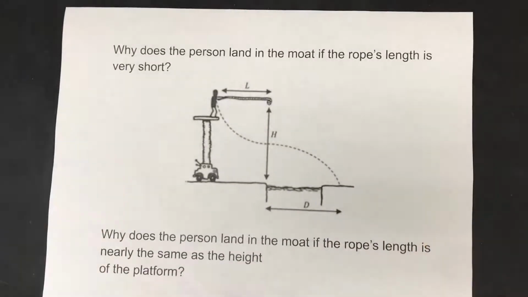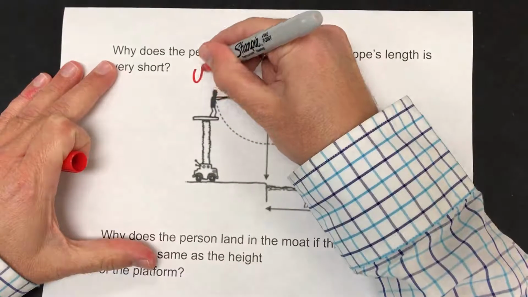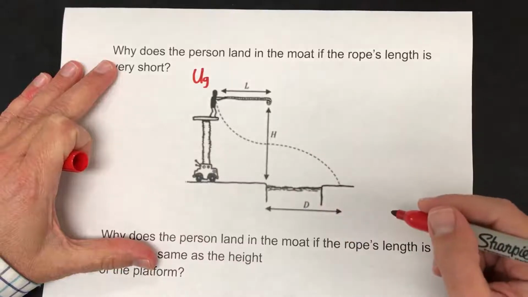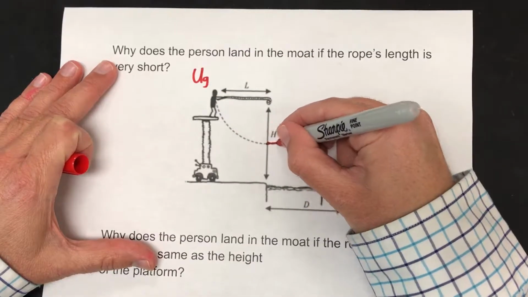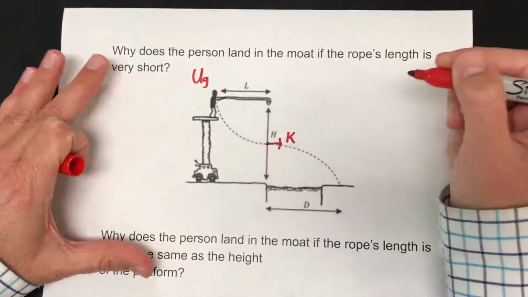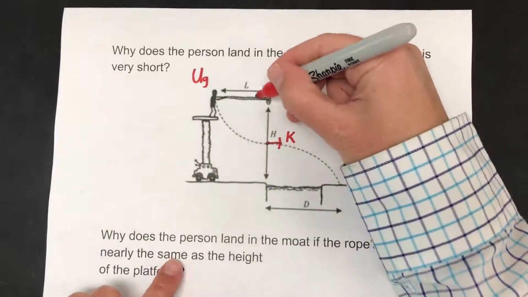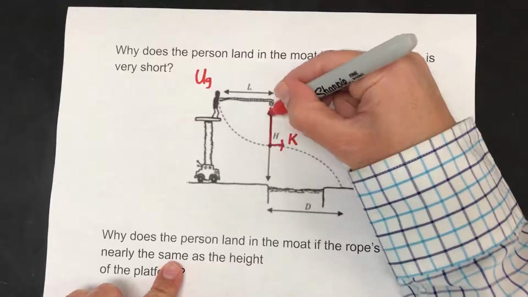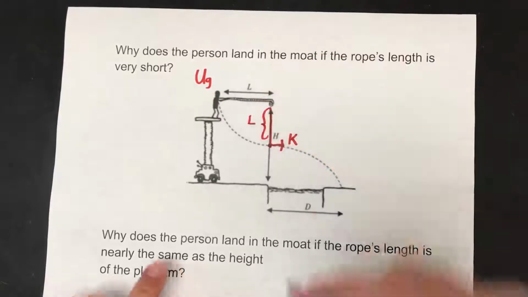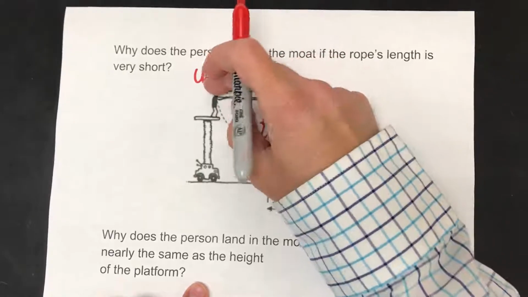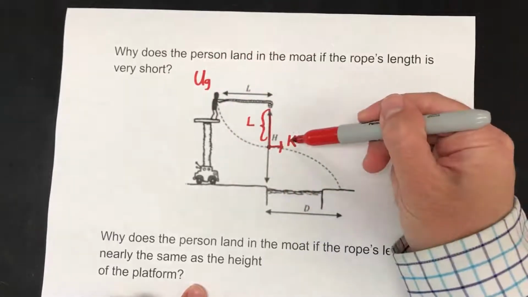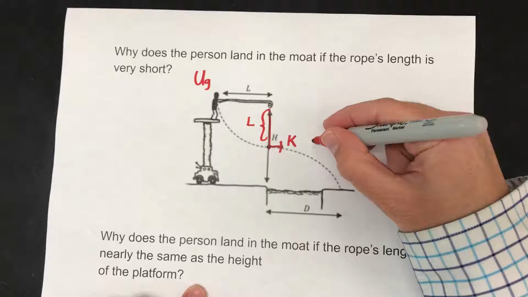So the very first thing is, when we're up here, we've got gravitational potential energy. And we're going to swing down here and let go. So here that gravitational potential energy is going to convert into kinetic. If L is very short, and remember this length right here is also L, if L is very short, we don't have a lot of height, so to speak. We don't have a lot of gravitational potential energy to convert into kinetic. We don't have a lot of velocity.